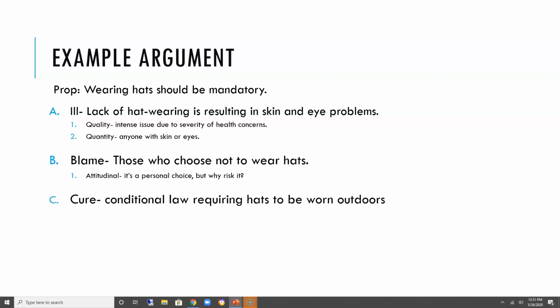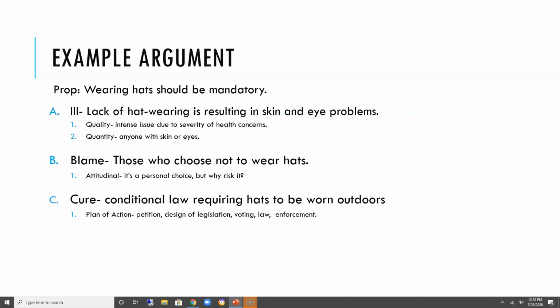Then I would have a cure, so I'd have a conditional law requiring hats to be worn outdoors, and what I would do in my plan of action is break down what I mean by conditional. A conditional law would mean that you can't force everyone in all of humanity to wear hats, but can we make them more affordable? Can we provide more marketing out there to inform people's attitudes on why hat wearing is necessary? Sure. So a conditional law would mean there would probably not be any type of truly negative consequence for not wearing one, but we could try to make something more mandatory to protect people's skin and eye issues.